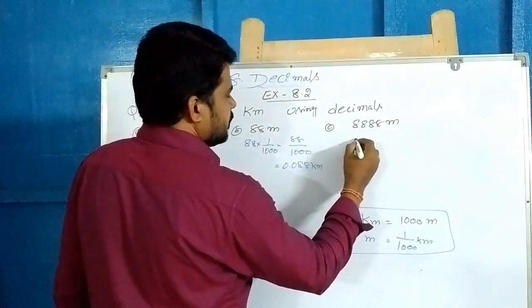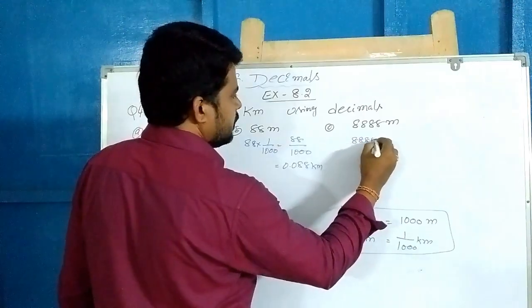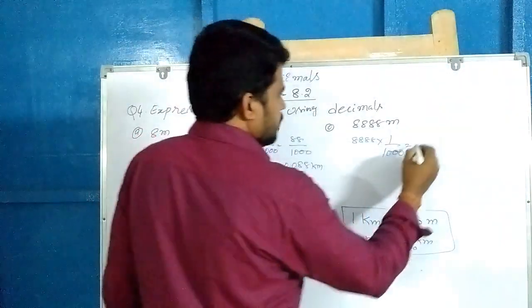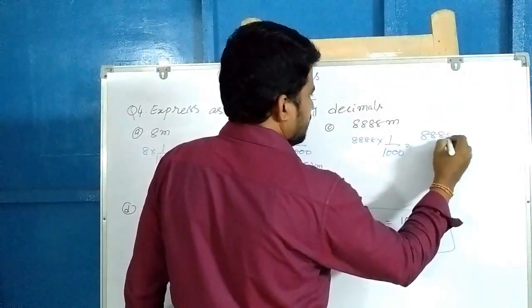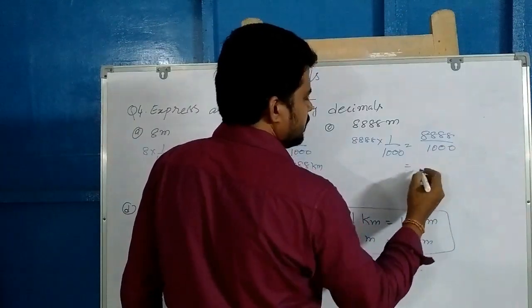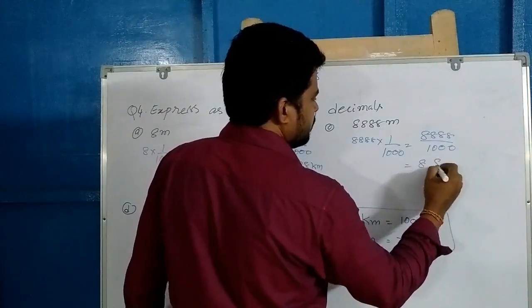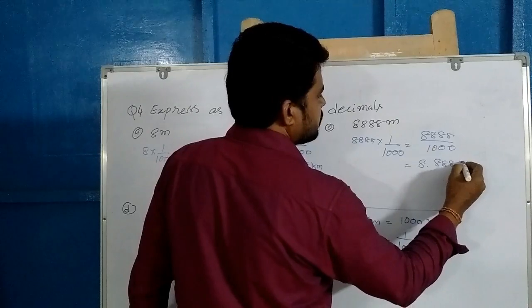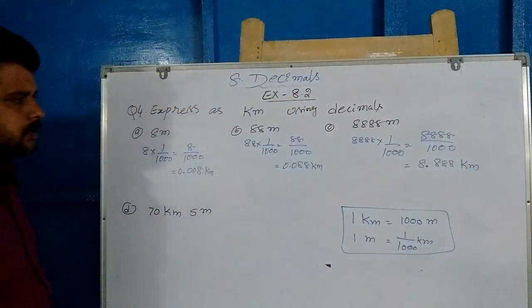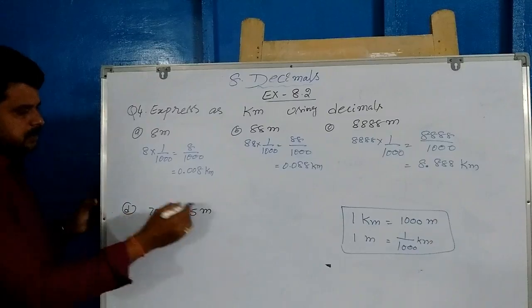888 meters. So 888 into 1 by 1000. 888 by 1000. So denominator has 3 zeros, so decimal after 3 places. 8.888 kilometers.